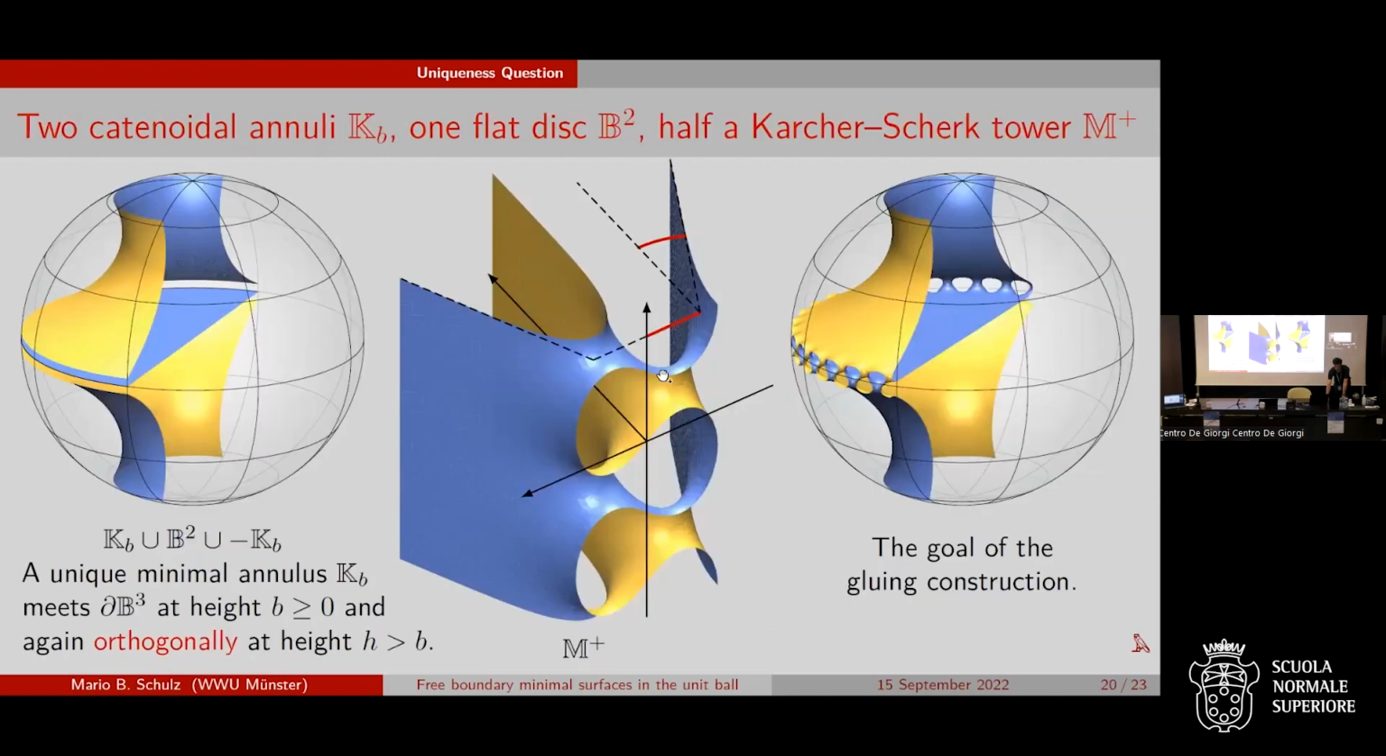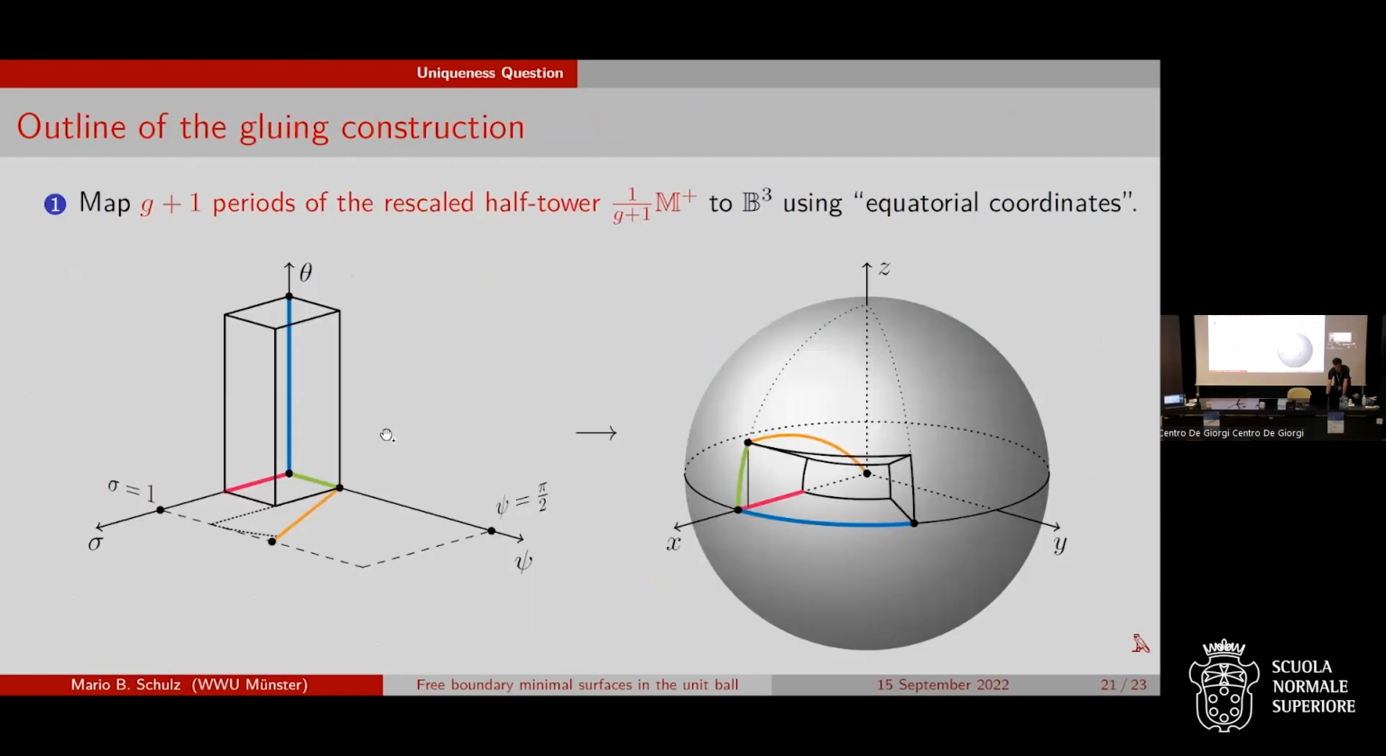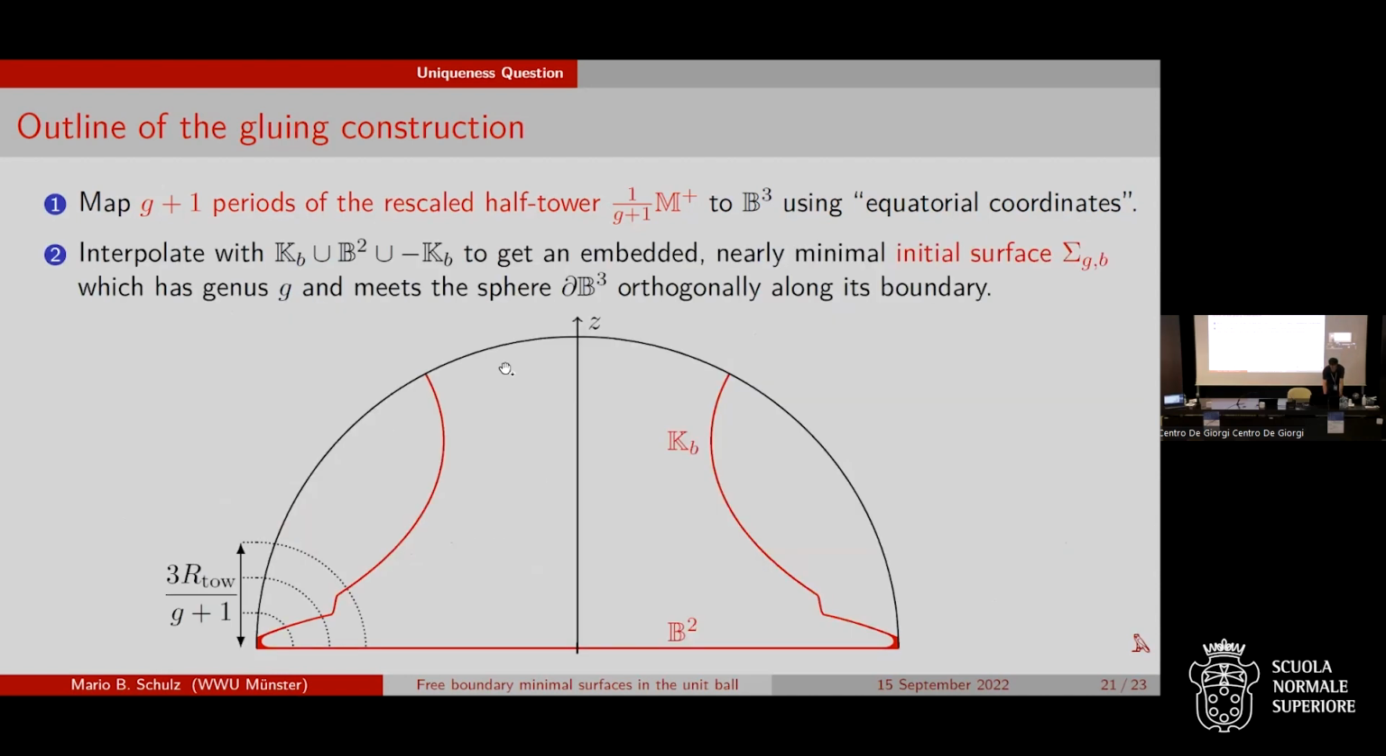First, we need to wrap this Karcher-Scherk tower around the equator, and we do that very brutally. We simply take g+1 periods of that tower, rescale it such that it has height 2 pi, and wrap it around the equator. This is explicit coordinates, called equatorial coordinates. It will destroy the minimality, but we have to correct for that anyway. Then the idea is to interpolate with these catenoidal pieces. So this is how it looks.